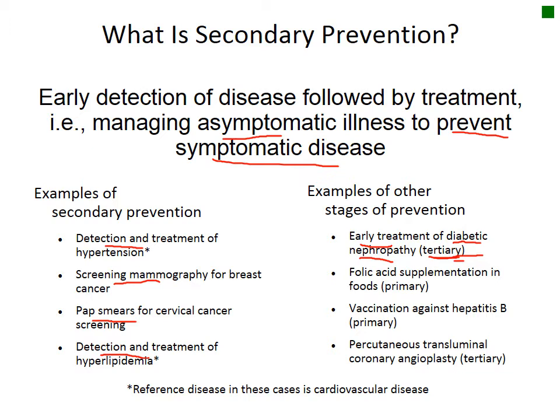An example of primary prevention would be when folic acid is given as a supplement, especially to mothers who are expecting, who are pregnant. The folic acid supplementation is obviously beneficial to the potential newborn's livelihood. Another example of primary prevention is vaccination against hepatitis. And lastly, another example of tertiary prevention is percutaneous transluminal coronary angioplasty.